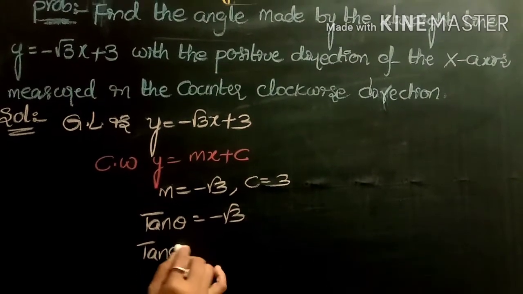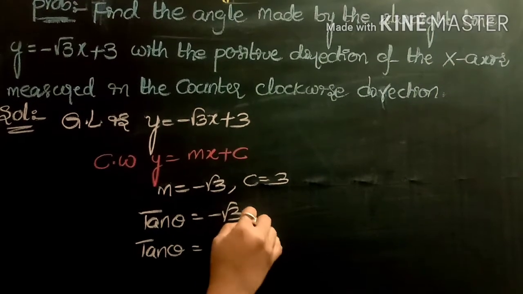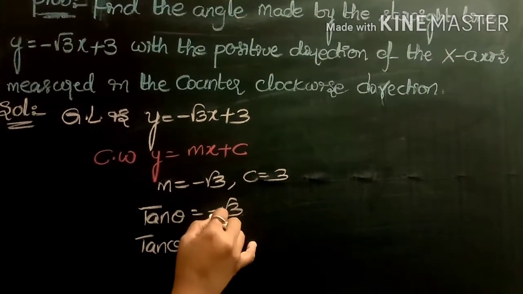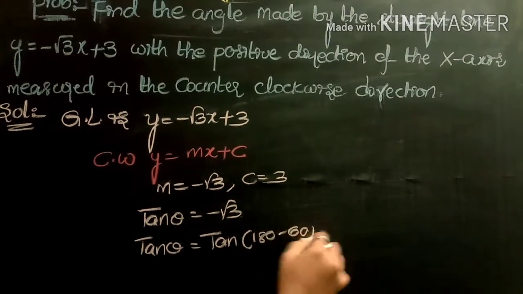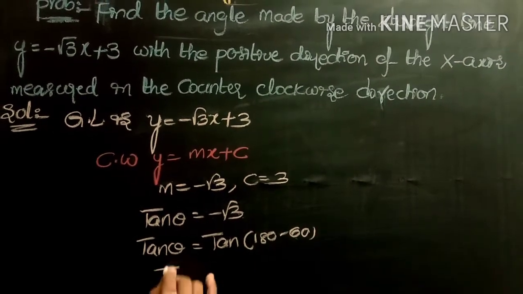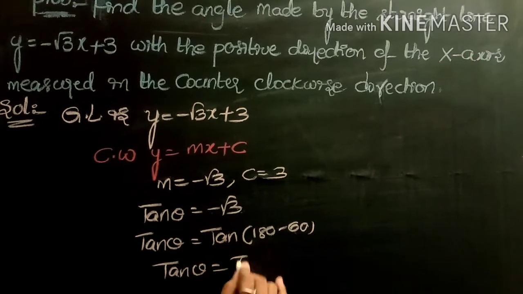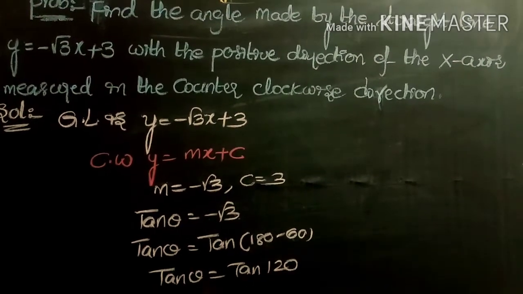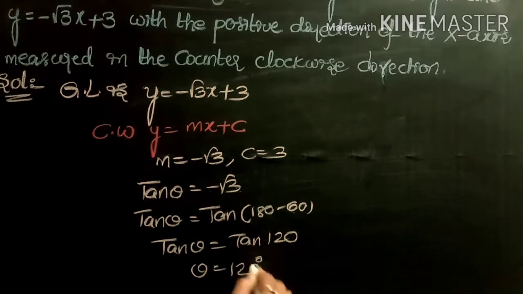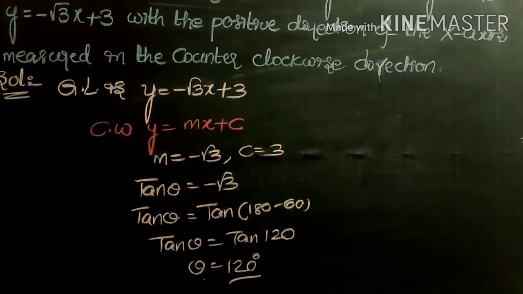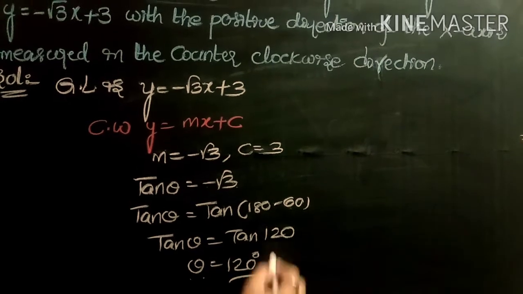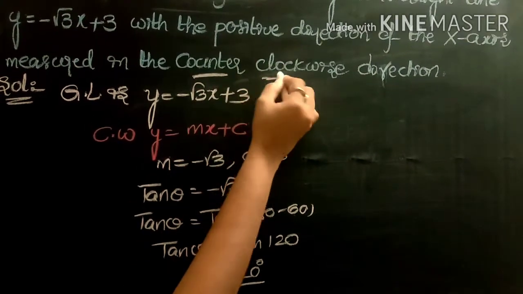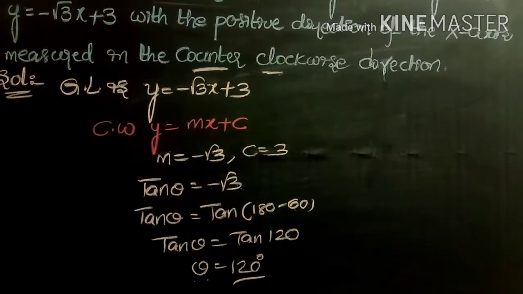And tan theta is equals to, here root 3 means we take the angle 60 degrees, but here we have the negative sign. So we take the angle as 180 minus 60, which is the angle in the second quadrant. That is tan theta is equals to tan 120. Then the value of theta is equals to 120 degrees. But what is theta here? Theta is the angle made by the line with the positive x-axis in the positive direction. Counterclockwise direction means anti-clockwise direction, that is positive direction.